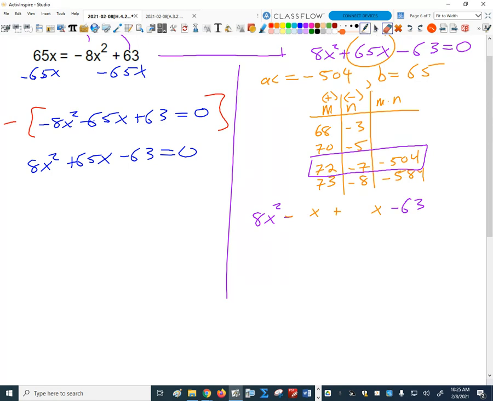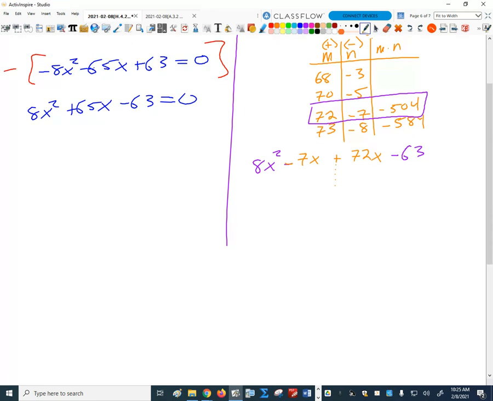Okay, so yeah, we get a negative 7x plus 72x. And now we can just split this thing in two, right? Our first group, think about how we factored by grouping. We had to factor out the greatest common factor. What's the greatest common factor of 8x squared minus 7x? Just type it in chat.